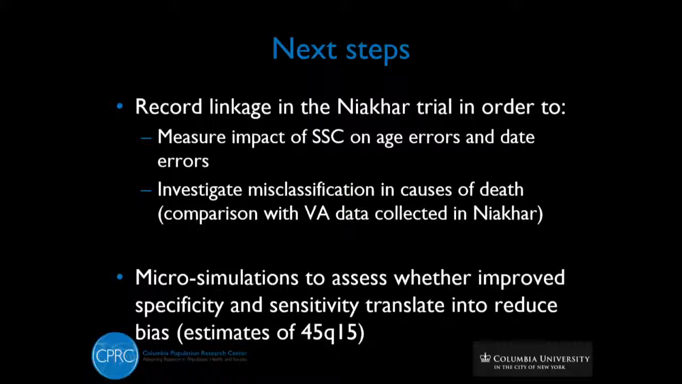And we are using micro-simulations now to try and assess whether this improved specificity and sensitivity actually translate into reduced bias in estimates, because that's not a given. In some settings, the fact that the specificity, for example, isn't perfect, you may add some deaths one way that you take back another way, and things kind of offset each other in the end in a lucky manner. So we are trying to map that out with micro-simulations.